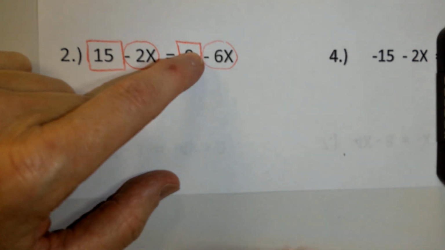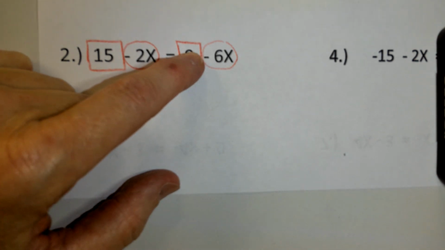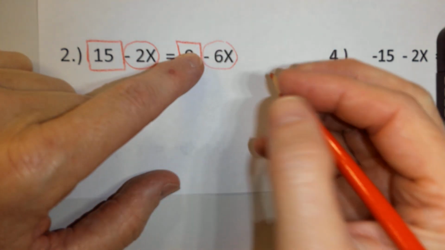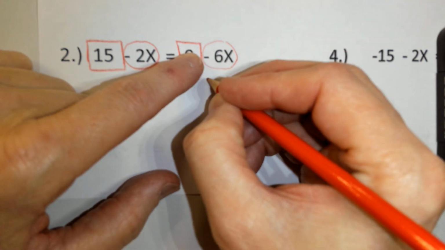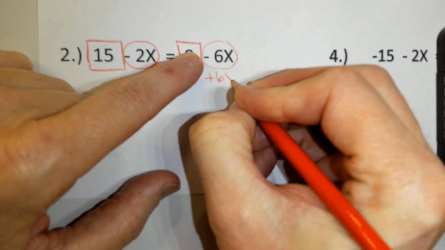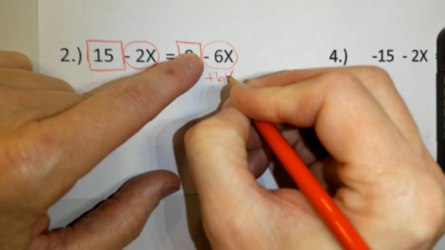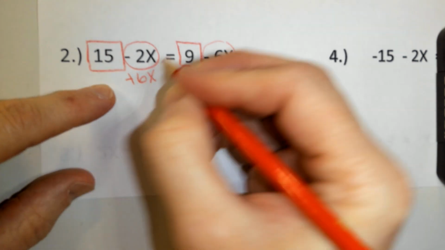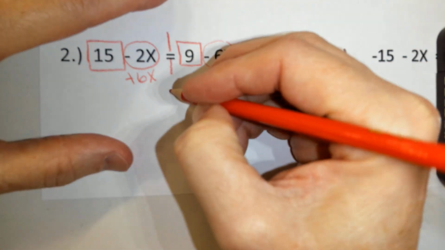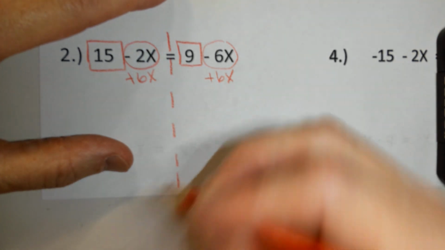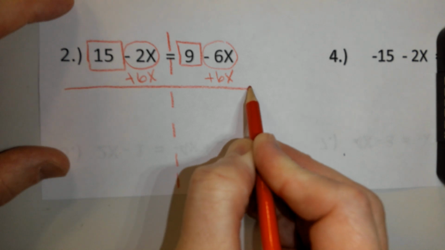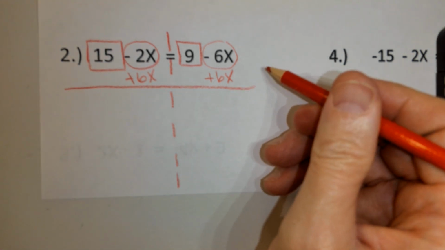Our first step is to add or subtract. Since the -6 is being subtracted, we're going to do the inverse, the opposite. We're going to undo it by adding 6x here. And what we do to one side, we do to the other. We can go ahead and draw our fence to designate one side from the other side. Okay? And let's draw a line to separate this step from the next step.